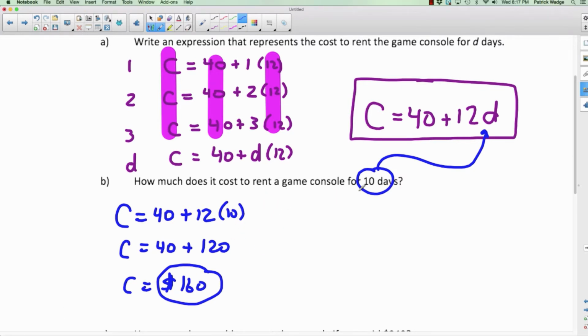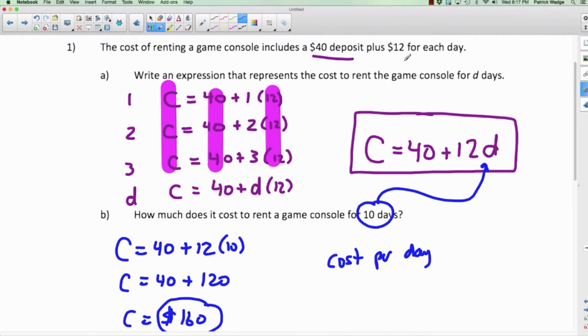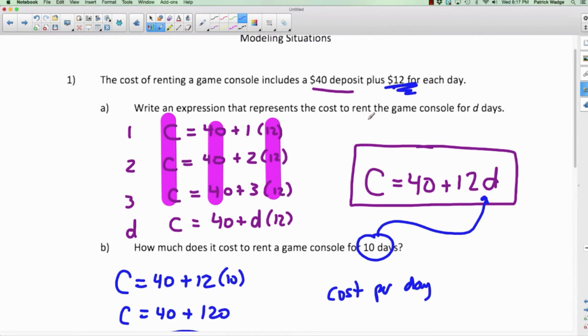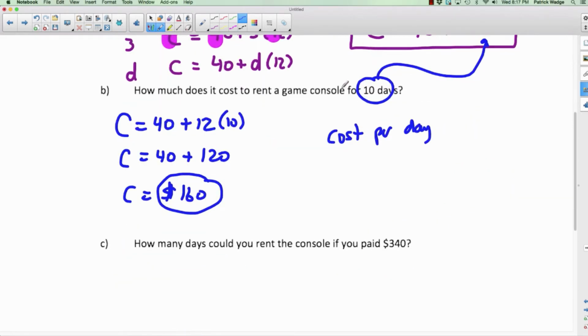If you rent it for 10 days, what's the cost per day? And I know at first you might be thinking, well, wait a minute, we already know that. The cost per day is 12 bucks a day. But what they mean is, if you also factor in that 40 buck deposit, then how much did it really cost you on average per day?